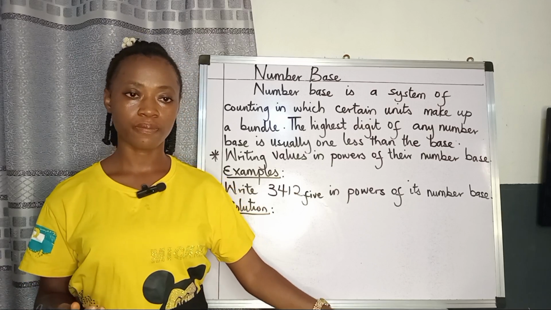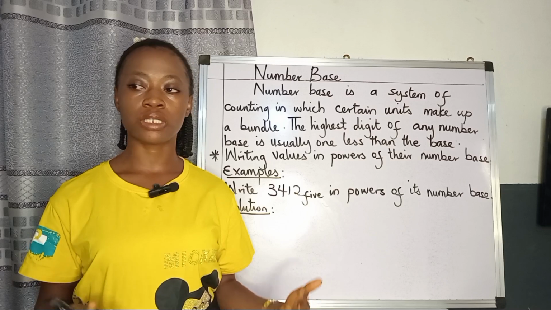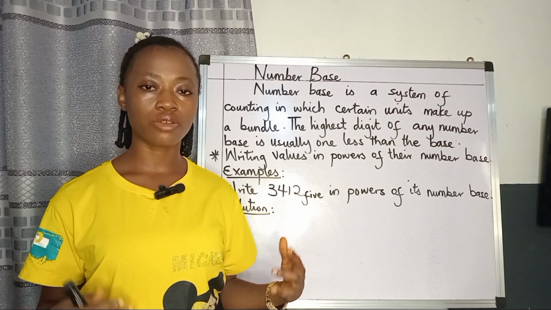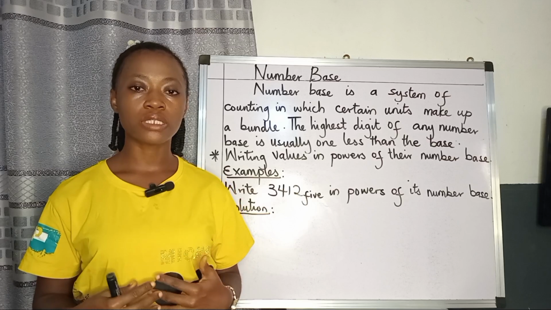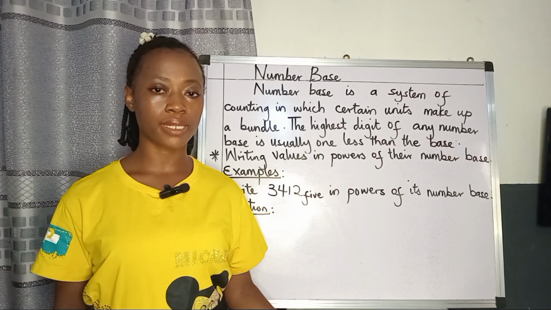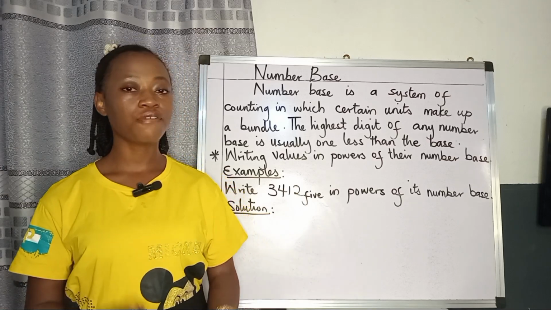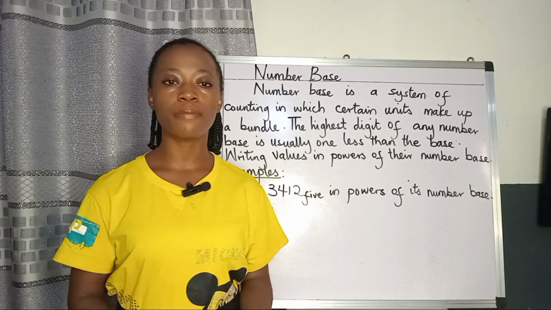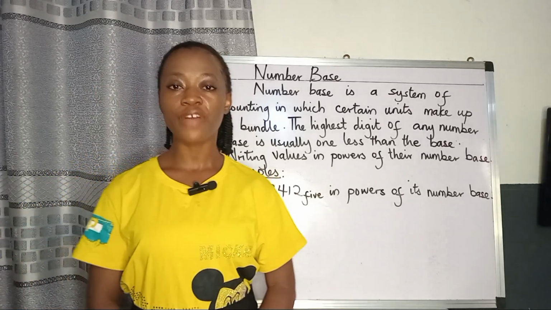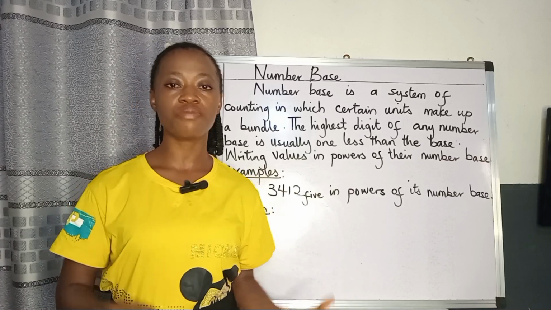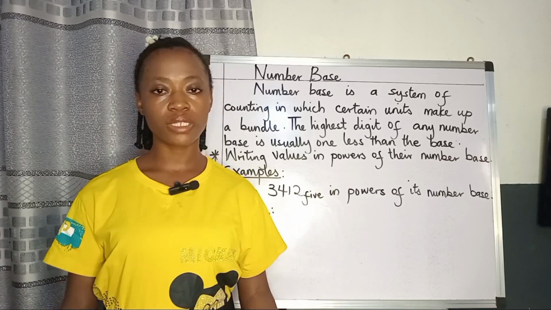Now numbers in base 10 are called denary numbers. Do you understand? So it's not just addition in base 10 or subtraction in base 10. This lesson is going to teach you about the other bases of numbers that we have. So we have numbers in base 2, base 3, base 4, base 5, base 6, base 7, base 8, base 9, base 10.